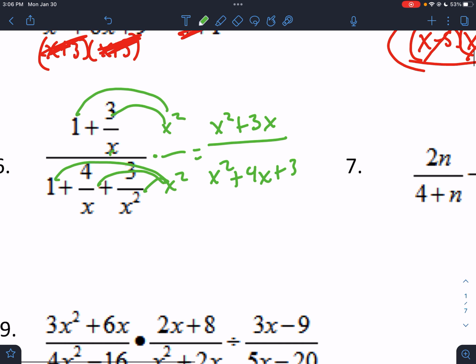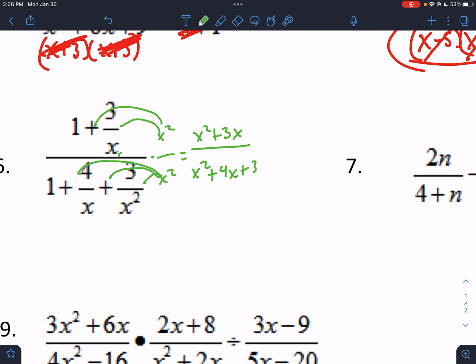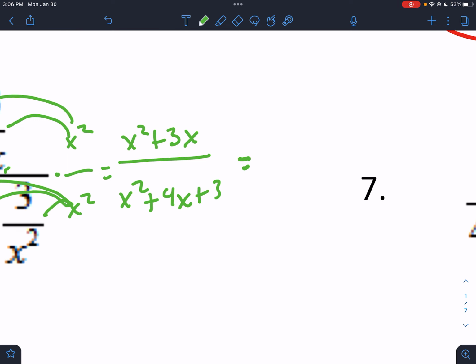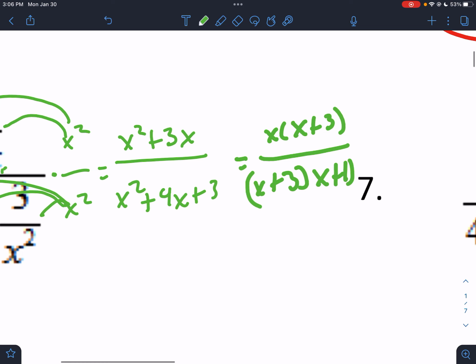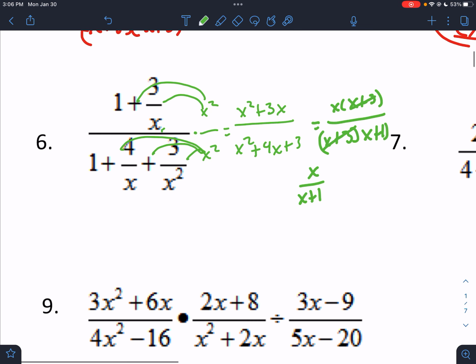So now I have this little guy, and I'm going to make that a little bit smaller. There's not a ton of room here. I need to factor the top and bottom. That would be x times x plus 3 over x plus 3, x plus 1. The x plus 3's cancel out, leaving me with x over x plus 1. What restrictions? Any number that's in the denominator at any point of the problem.